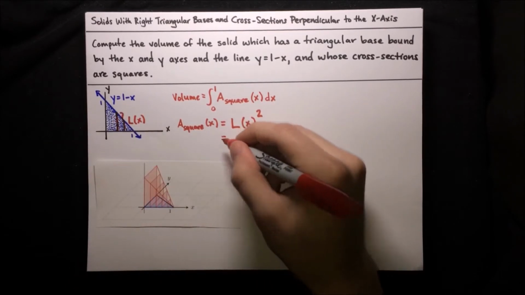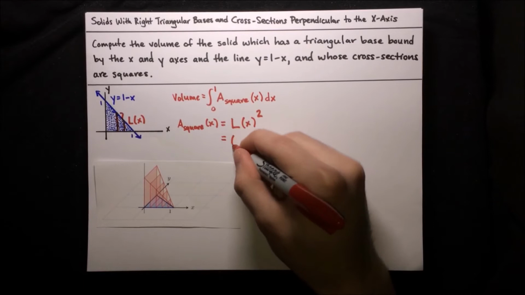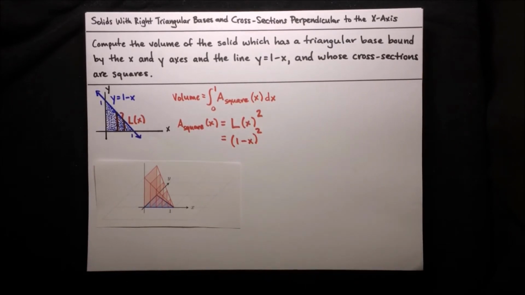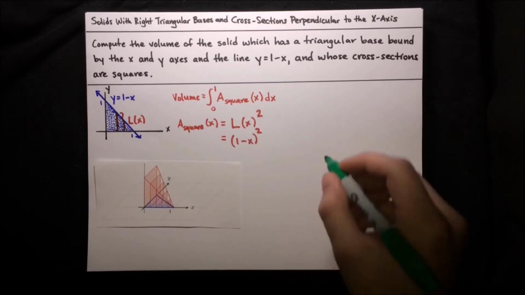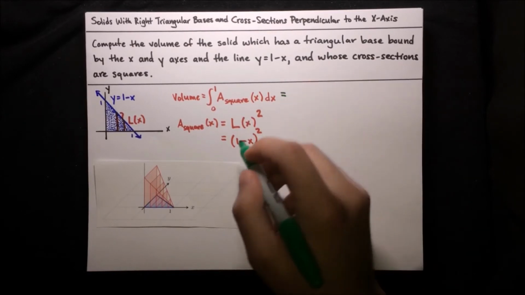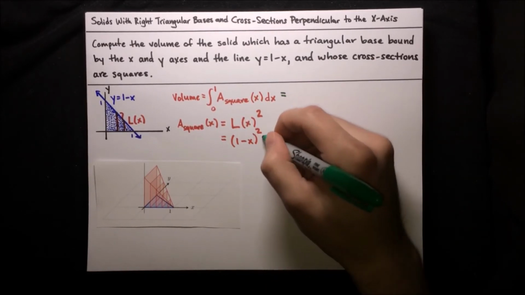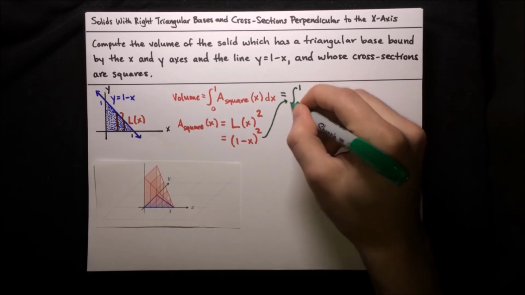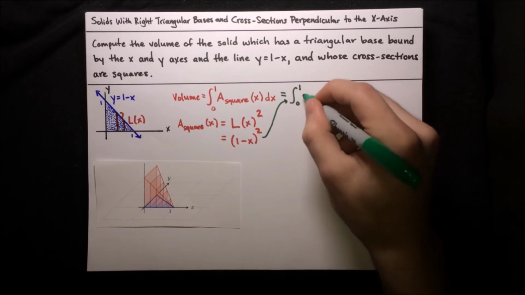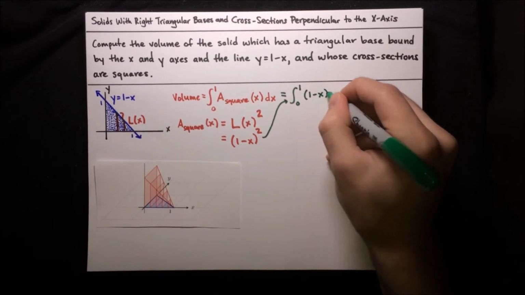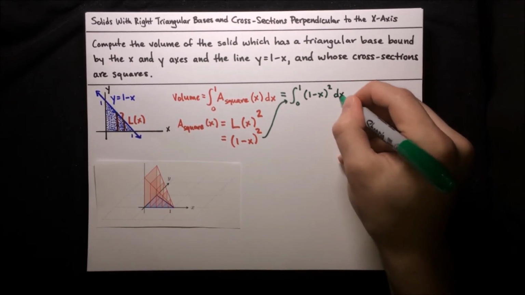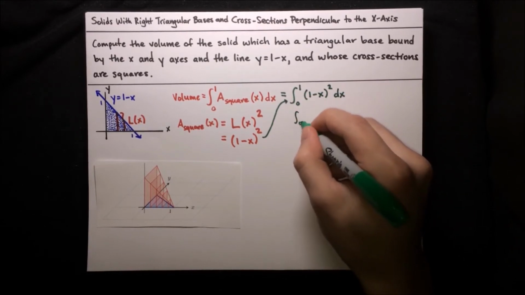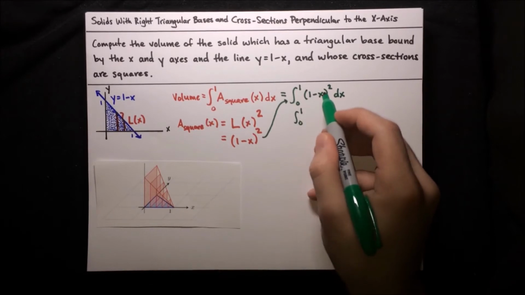So let's go ahead and make that substitution. L of x is just 1 minus x, and we have to square that. Alright, so now we're in a good position to compute this integral. We can go ahead and substitute in (1 minus x) squared for the area of the square inside of the integral. So it'll become the integral from 0 to 1 of (1 minus x) squared dx, and now we just have to compute this. So let's go ahead and compute that. That's the integral from 0 to 1. Let's go ahead and multiply out this inside.